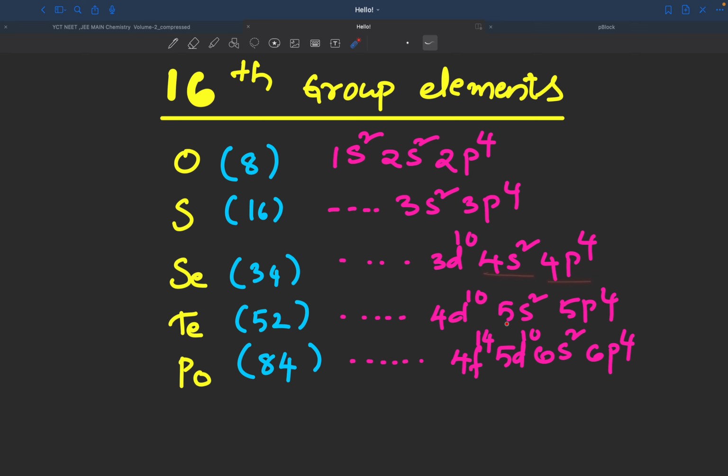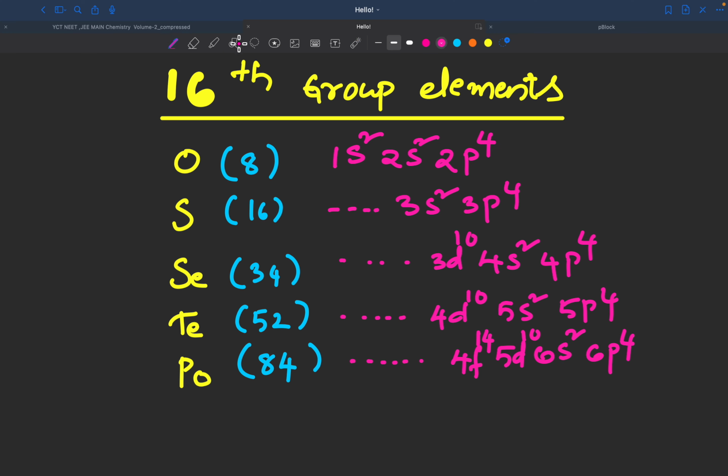Electrons, p4 electrons, s2 electrons. That's why they have 6 plus 2 plus 4 equals 6 (valence electrons). So they are placed in 16th group. We used to call this the 6th group, nowadays we are calling it 16th group elements. So this is the position of these elements.